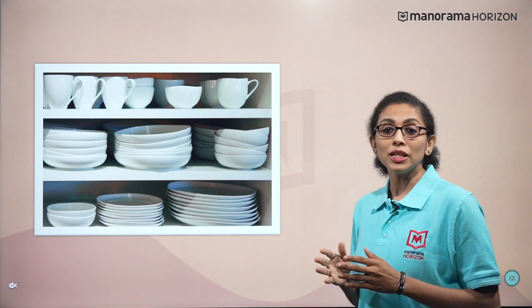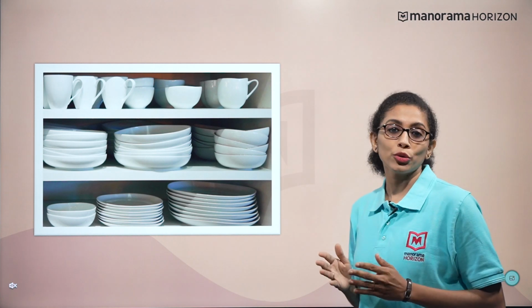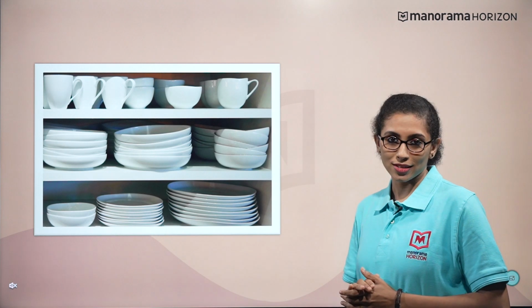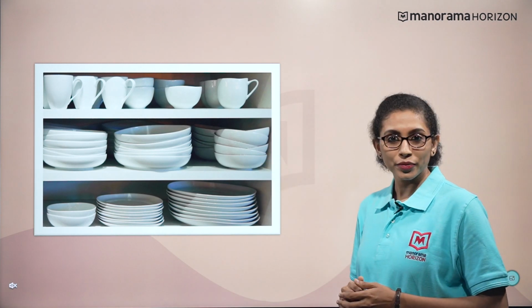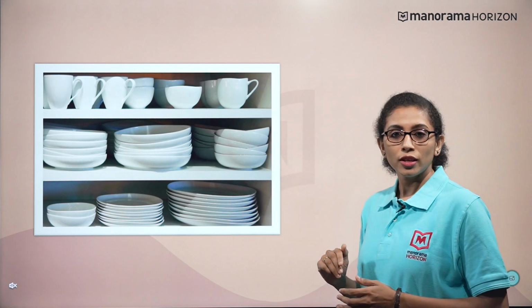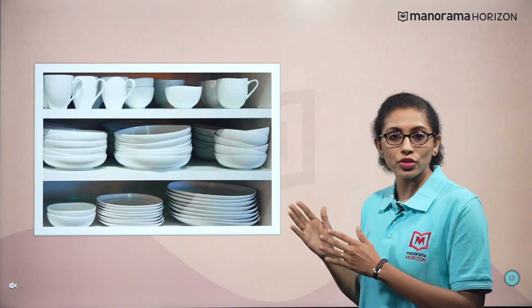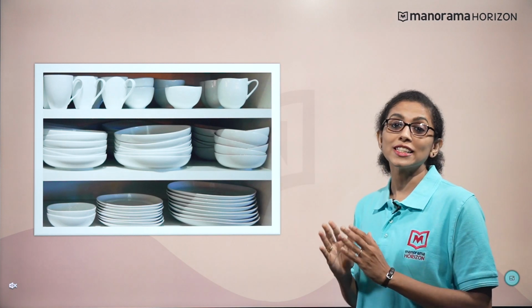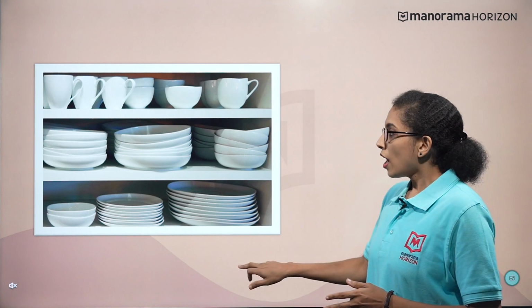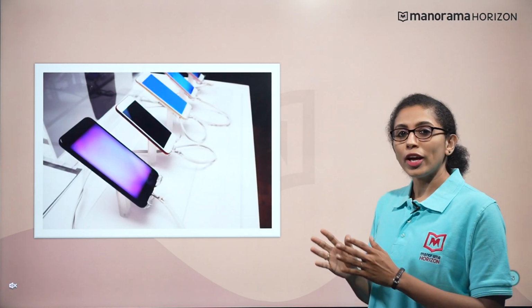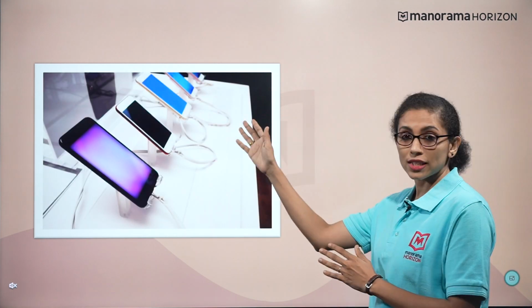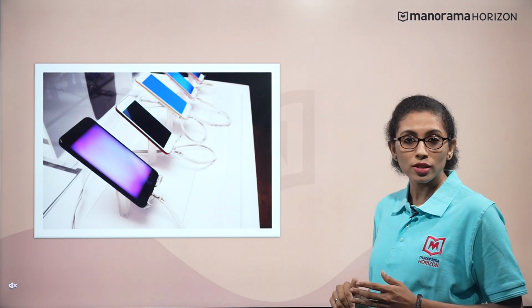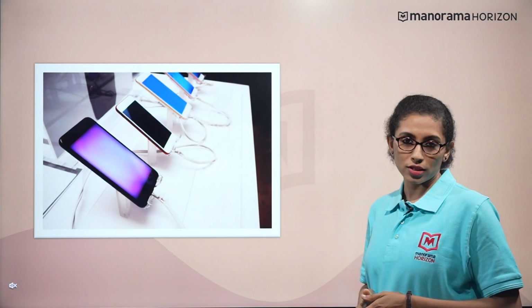Sets of similar utensils are kept together, or you can see separate collections of utensils. A collection of plates, a collection of bowls, a collection of cups, etc. This collection of objects is simply what we call a set. Another real life example where you can relate the concept of set is a mobile showroom, where you can see a collection of smartphones and a collection of mobile phones.